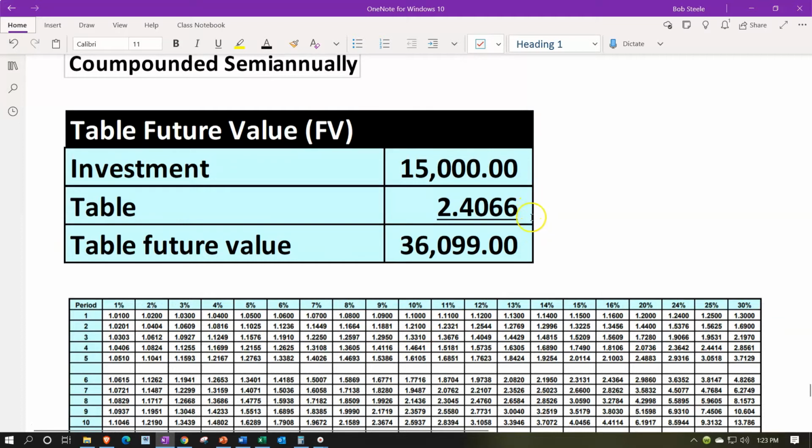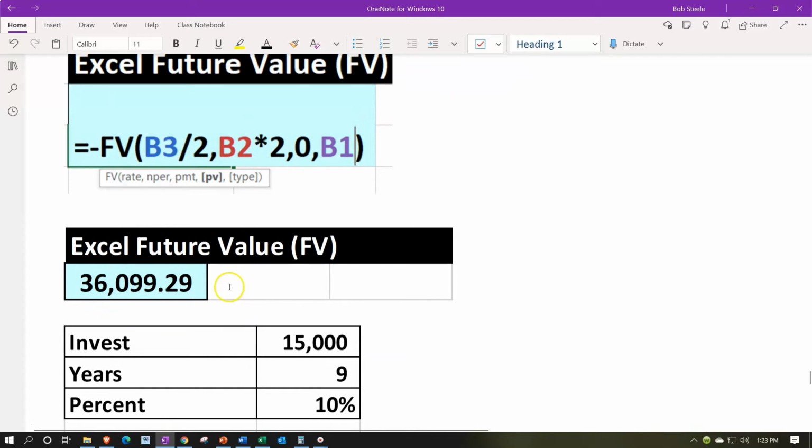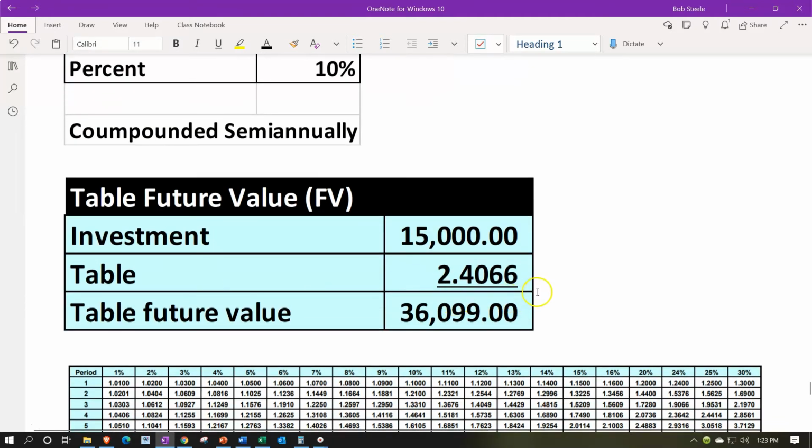So 15,000 times the 2.4066 gives us the 36,099, which is close to what we have over here, 36,099.29, due to the fact that we have, once again, the rounding on the tables, which round the factor off to 4 decimals. So that's going to be useful enough for practice. It's going to be a little bit different than what would be there if you used the calculations and didn't round. And note that book problems and test questions might use that to try to force you to use one method versus another, so be careful about that.